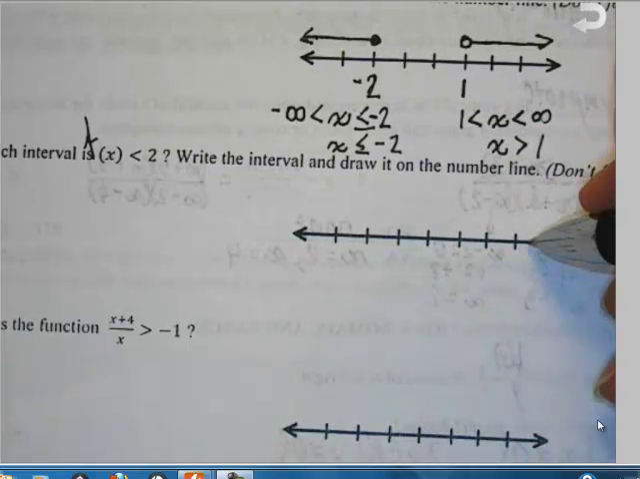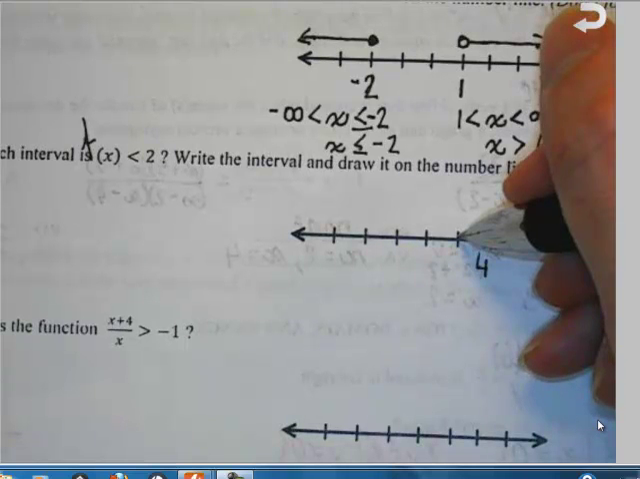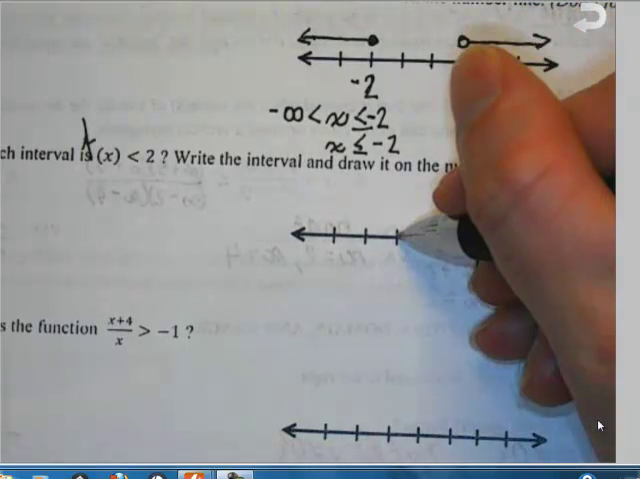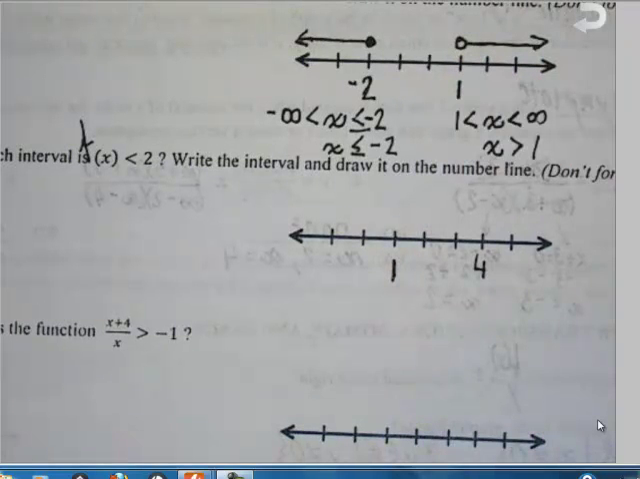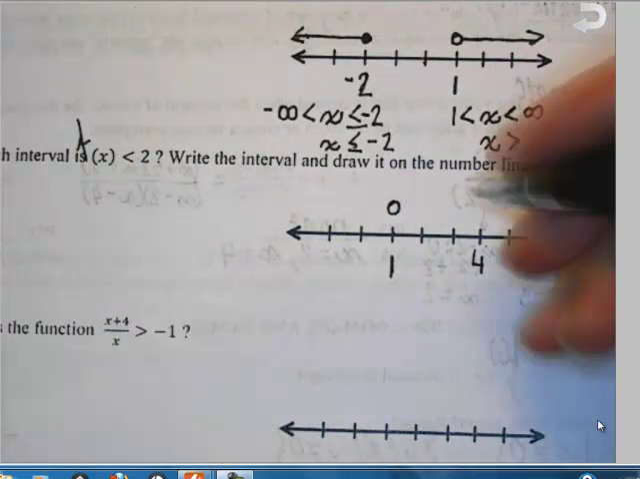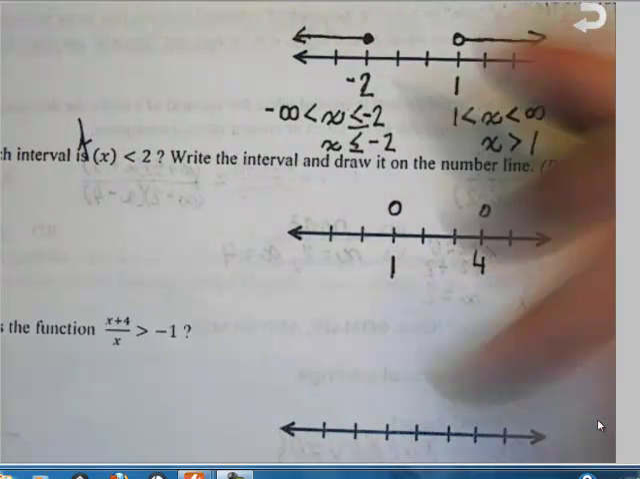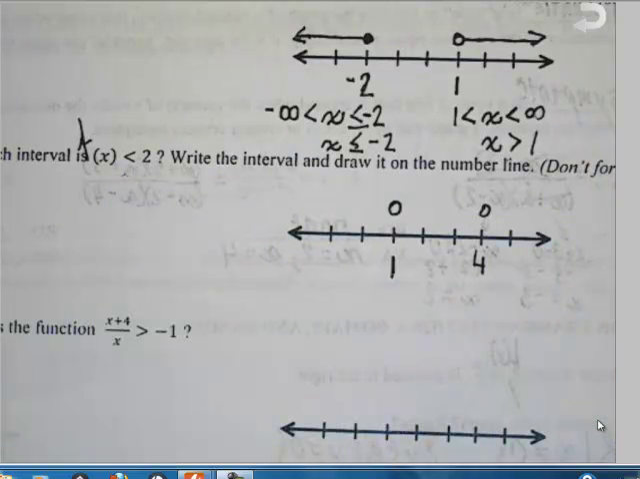I like not starting at the very end, but just starting here at 4, and we have 3, 2, and 1. 1 is where our asymptote is, so we know that it's going to be open. And we also know that we're going to be open at this point because we are being asked where it is less than, not equal to. So in this case, we'll have open points on both.